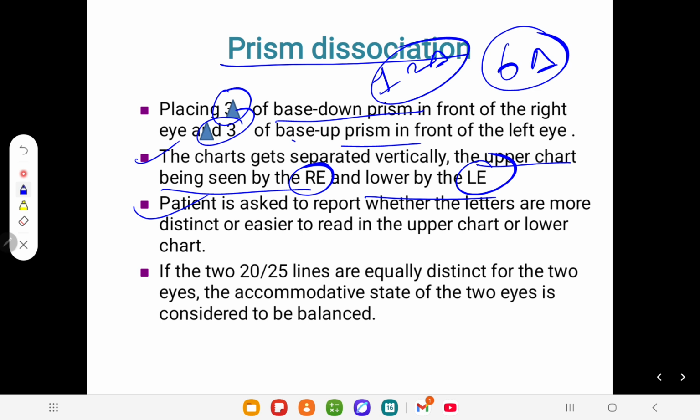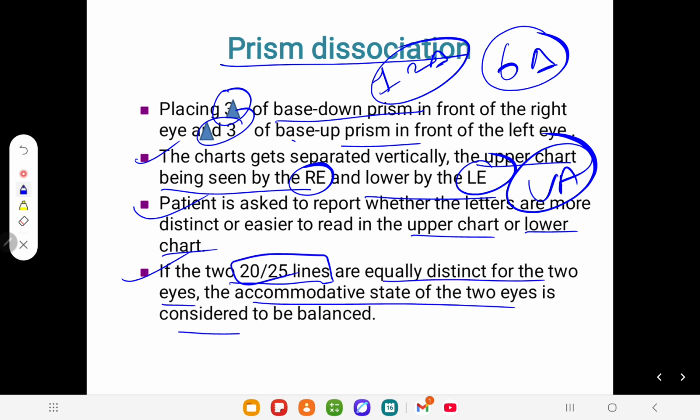The patient is asked to report whether the letters are more distinct or easier to read in the upper or lower chart, and again we rely on visual acuity. If the two 20/25 lines are equally distinct in the two eyes, the accommodative state of the two eyes is considered to be balanced.